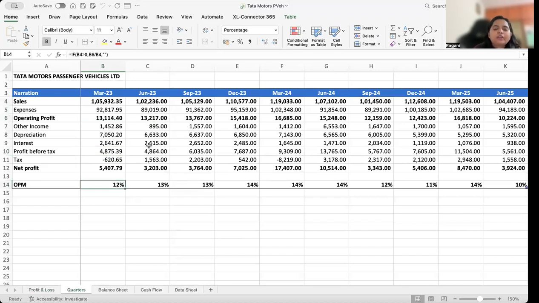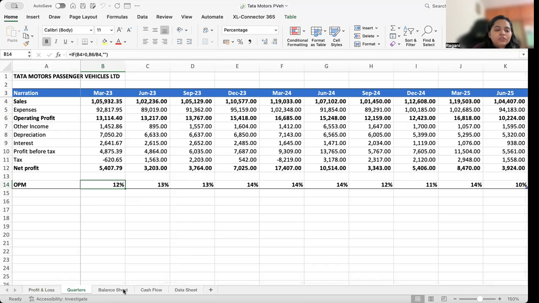In this sheet, I calculated only OPM. For OPM, I used the IF function, where sales is greater than 0, and then operating profit divided by sales. Then I used the IF function and calculated OPM.